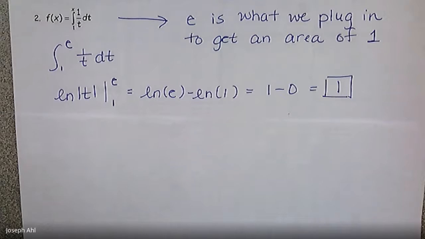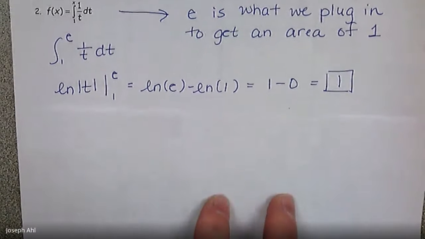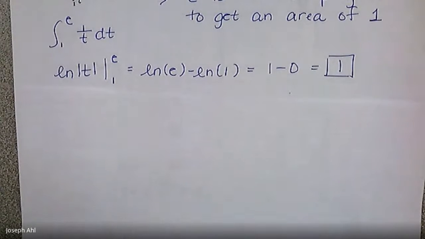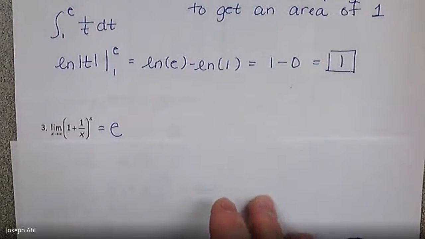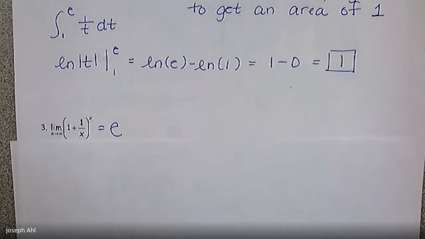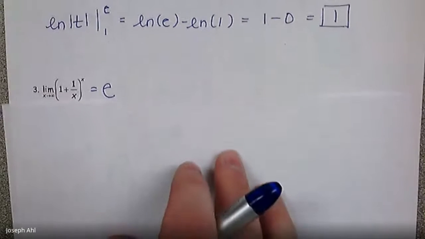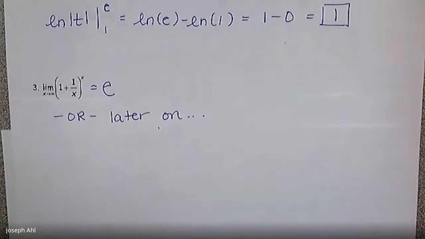And finally, our last definition involves a limit, as you can see in number 3. This is something that we'll prove later on in chapter 7. The limit as x goes to infinity of (1 plus 1 over x) to the x is e. And later on, of course, this eventually leads us into things like compound interest formulas where interest is compounded continuously. So we have to wait a little while.